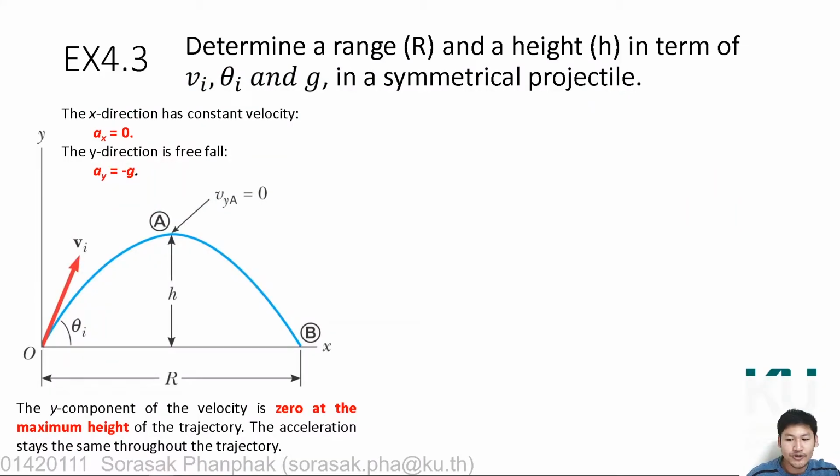So now, if you would like to determine a range or R, how can you determine it? Because you already know about the t that it takes to the maximum height, right? Which is t equal to u sine theta over g. If you would like to determine the R, from the x direction, what is happening?